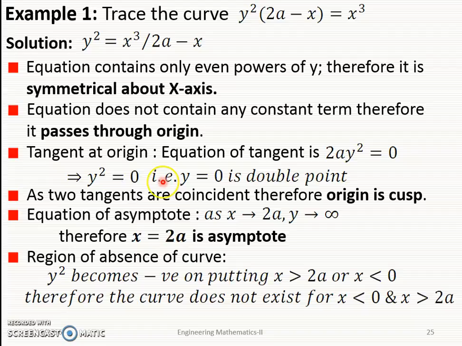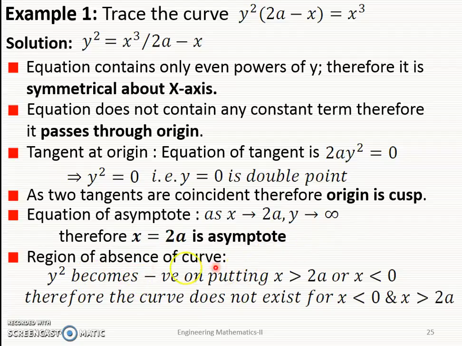Tangent at origin. So let us try to find out the tangents at origin, and that can be obtained by equating the lowest degree term equal to 0. So we got y is equal to 0 and y is equal to 0, that is a double point. At this origin there are 2 tangents and they are coincident, therefore that origin is known as cusp. Equation of asymptote: as x tends to 2a, y becomes infinite, therefore x is equal to 2a is an asymptote, as we discussed earlier.